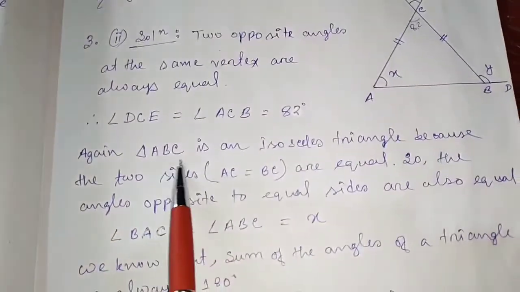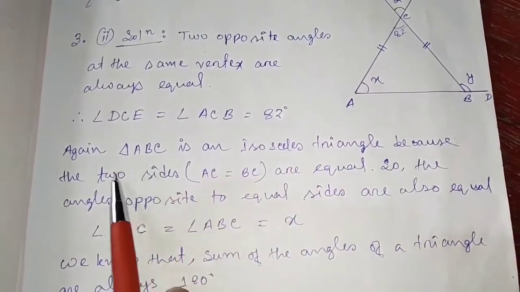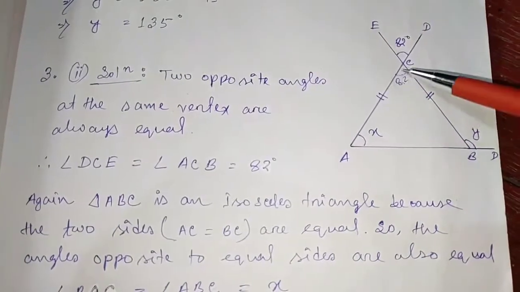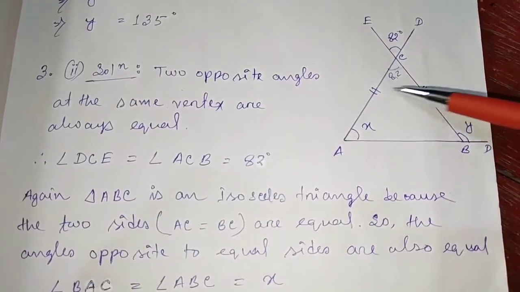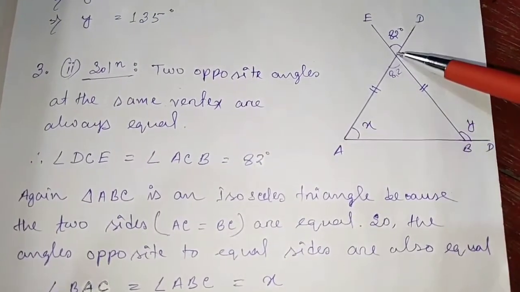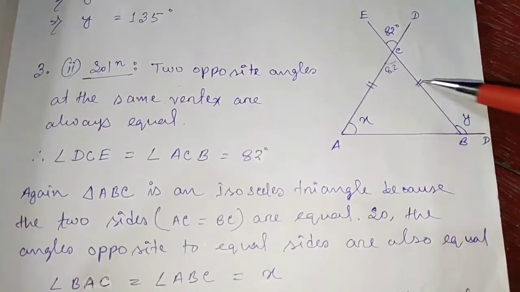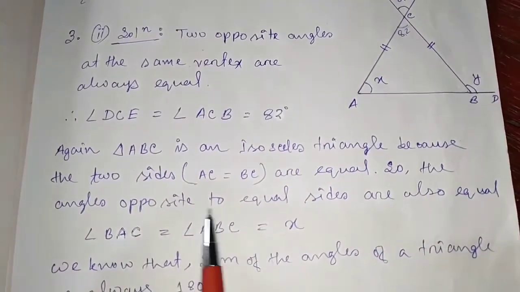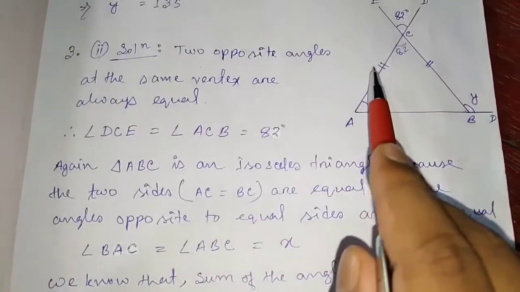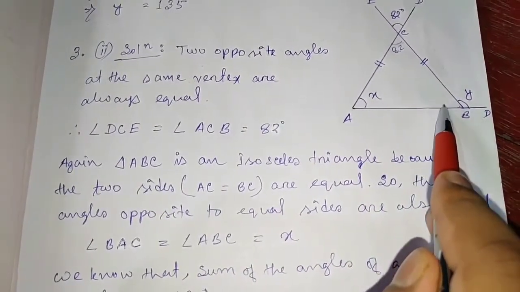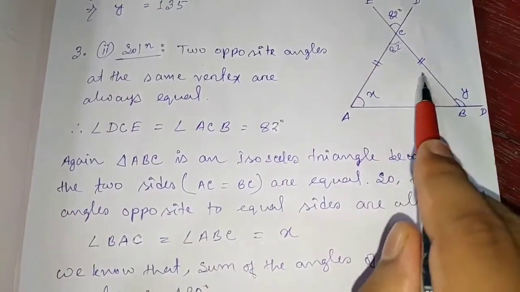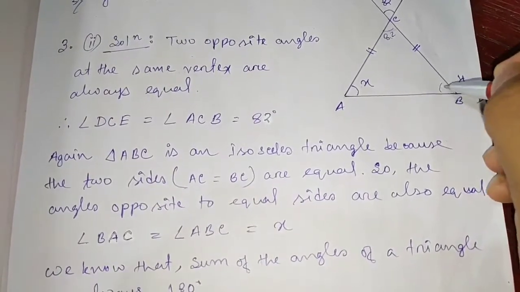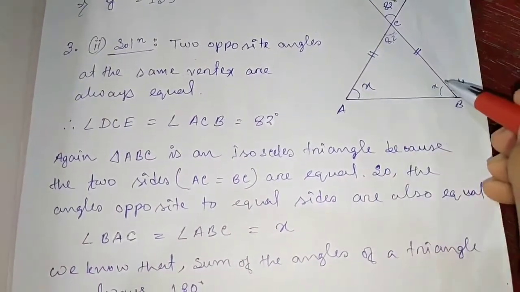Again, triangle ABC is an isosceles triangle because the two sides AC and BC are equal, and here you can see triangle ABC is an isosceles triangle. Why? Because these two sides are equal. These two sides, AC and BC, are equal. You can see the symbol. So the angles opposite to equal sides are also equal. Therefore this is the opposite angle of this side and this is the opposite angle of this side, which means both are equal. If it is X, it is also X. Clear?